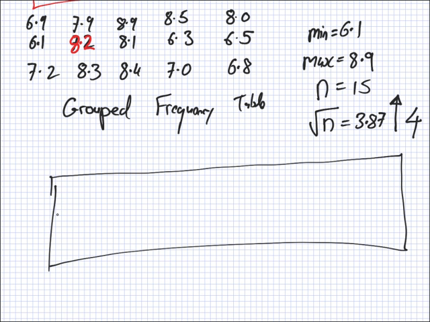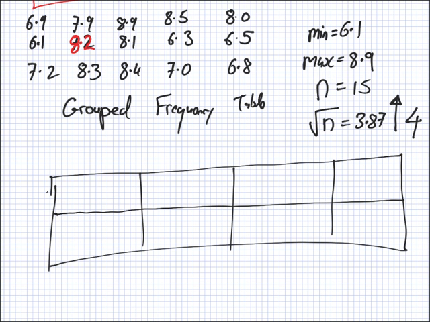Question, sir. So if you get like 3.1, you make it 4 also, yeah. Ceiling function, yeah. Okay.